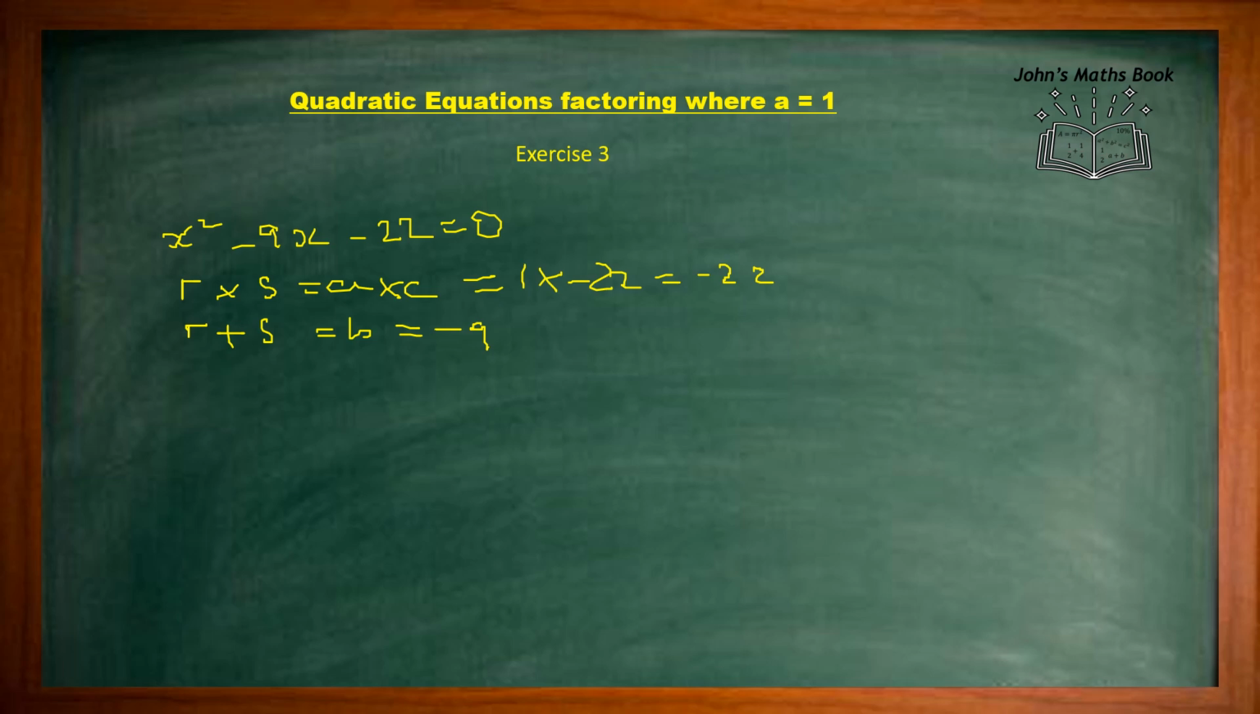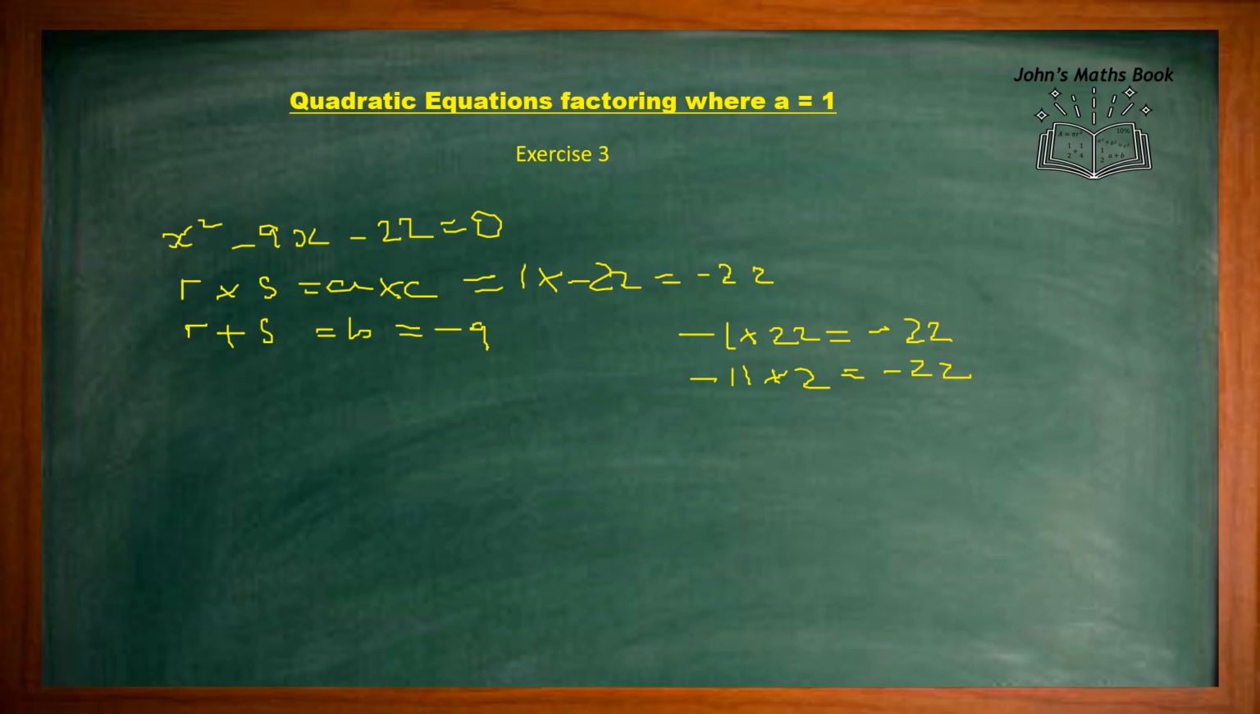So let's try minus 1 times 22. That definitely gives minus 22. But when you add minus 1 to 22, you get 21, so not the same as minus 9. Let's try minus 11 multiplied by 2. That gives minus 22. And when we add minus 11 and 2 together, we get minus 9. So they're the two numbers we want.